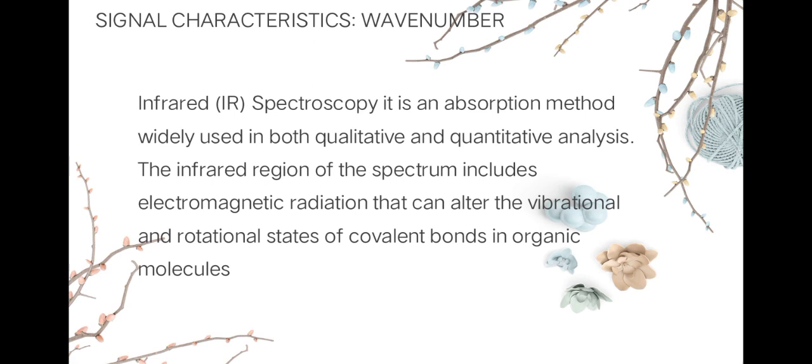So when we say infrared, or IR spectroscopy, it is an absorption method widely used in both qualitative and quantitative analysis. The infrared region of the spectrum includes electromagnetic radiation that can alter the vibrational and rotational states of covalent bonds in organic molecules. IR spectroscopy theory utilizes the concept that molecules tend to absorb specific frequencies of light that are characteristic of the corresponding structures of molecules. We also need to familiarize ourselves with this because infrared spectroscopy is a very important technique in chemistry, since it is an easy way to identify the presence of certain functional groups in molecules.